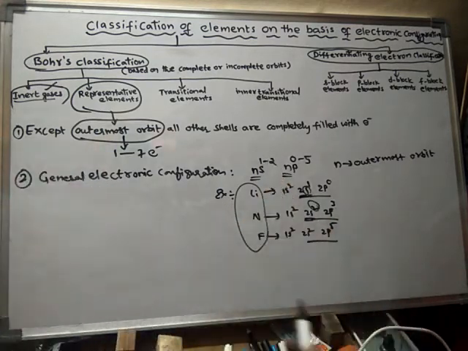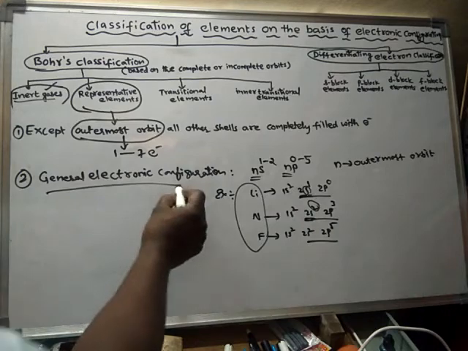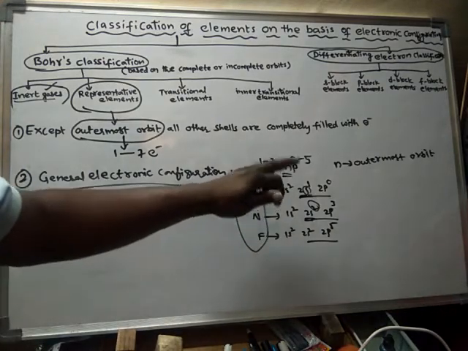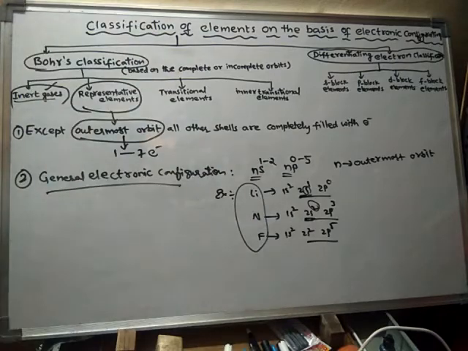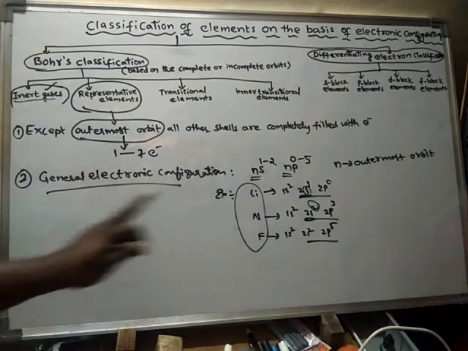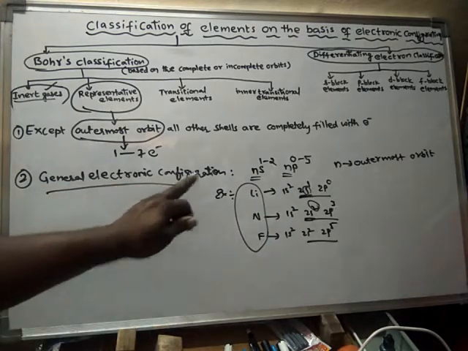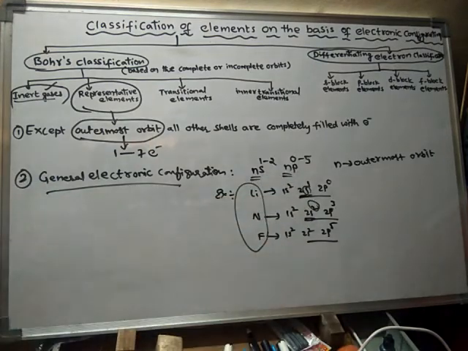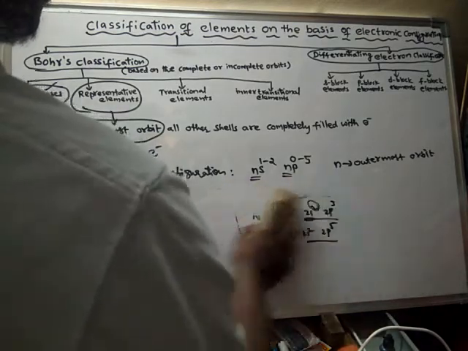As it is a general electronic configuration, we have to write the electronic configuration based on all the elements present in the representative elements. So based on all the elements, we have to write this configuration. Hence it is called the general electronic configuration. Like this will be the general electronic configuration of inert gases.